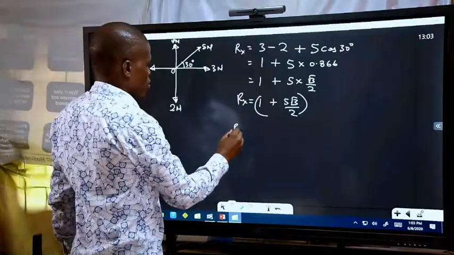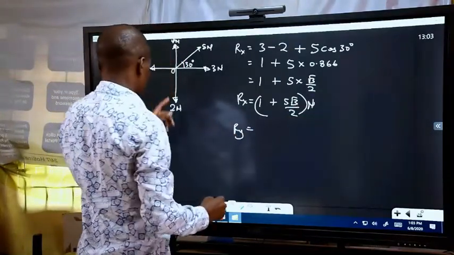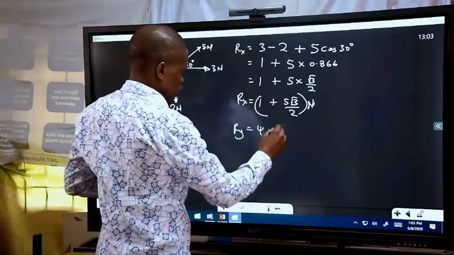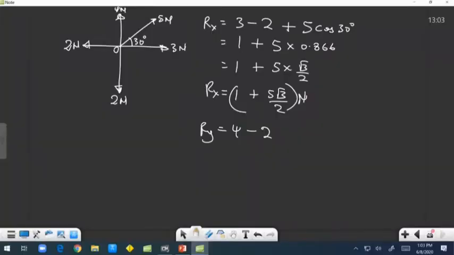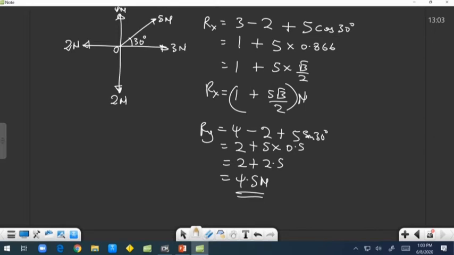Then we have the Ry. Ry force will now become 4 subtract 2. Then we have this acting upward plus 5, this angle is 30, sine 30. 5 sine 30. So you have 4 subtract 2, you have 2, plus 5 multiplied by sine 30, which is 0.5. So we have 2 plus 2.5. 2 plus 2.5 is 4.5. So this force here is 4.5 newtons.